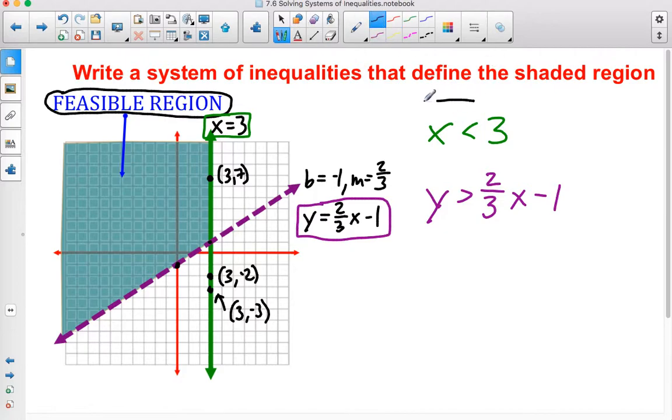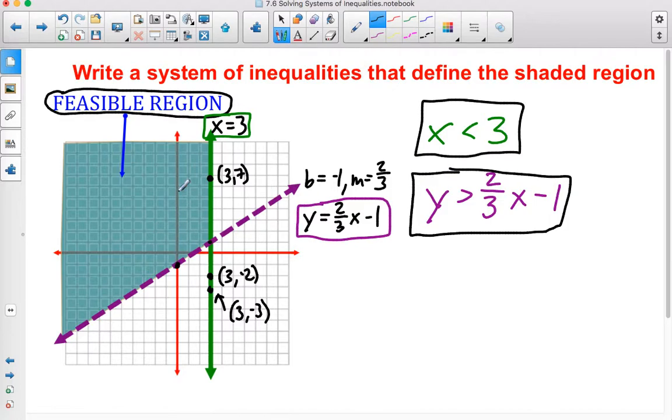And that, if I graphed both of those, would give me the graph to the left. All of these points will make both of these true. It's all the points that are to the left of that green boundary line and above that purple boundary line. So that's the backward question.